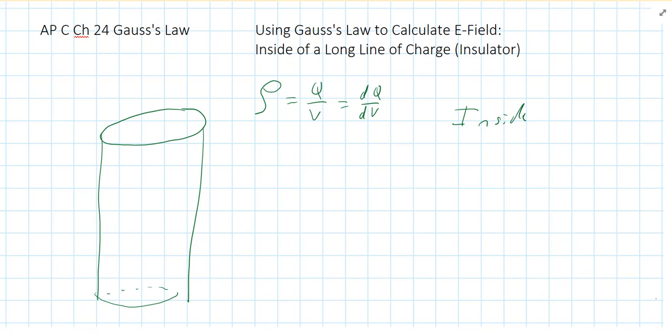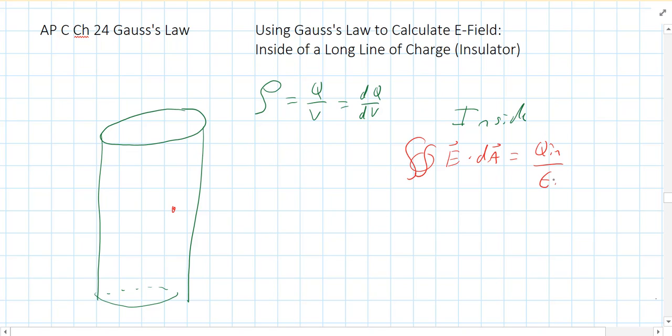Okay, so let's say I wanted to know the electric field somewhere in the meat of this thing like there, okay? And we're going to use Gauss's law, so I'll write that out. Now again, we're going to try not to have to integrate here if we can help it. So we get the closed surface integral of E dot dA equals Q enclosed over epsilon naught.